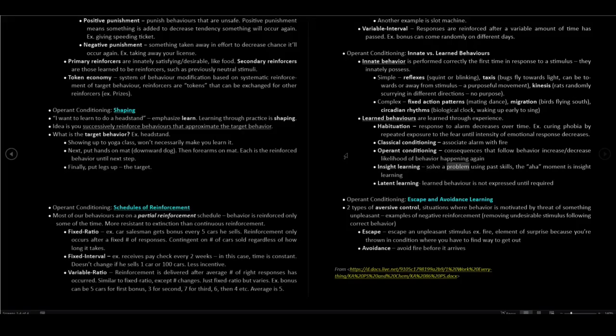Insight learning: solving a problem using past skills. The aha moment is insight learning. Latent learning: a learned behavior is not expressed until required.